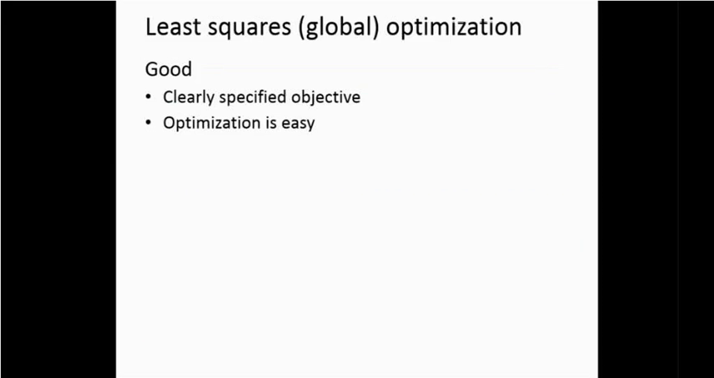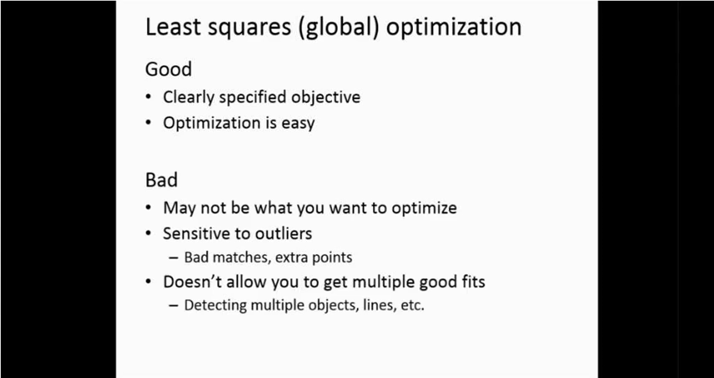So far we've talked about a couple methods for least squares, global optimization, where you're trying to fit all the points. So what I mean by global is you're fitting all the points that are given to you. On the plus side, we've got a clearly specified objective. The goodness of fit measure is really easy to write down. The optimization is also really easy. It's just solving a system of linear equations. You really can't get easier than that for optimization.